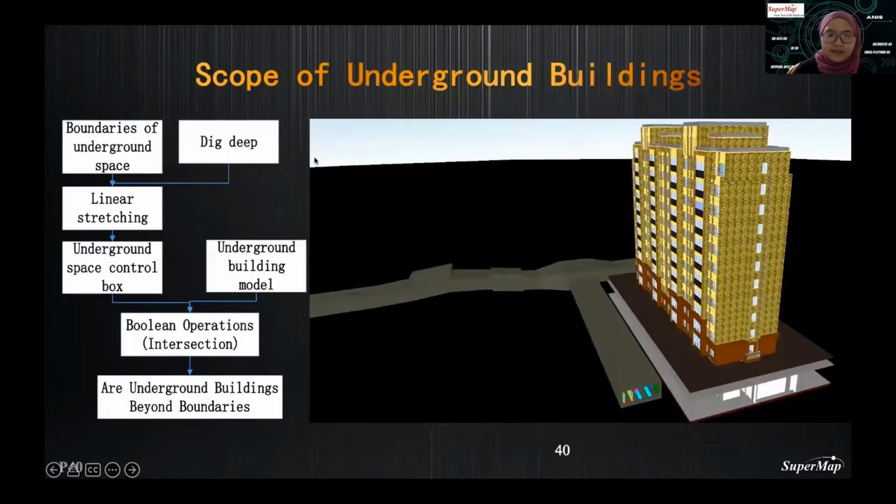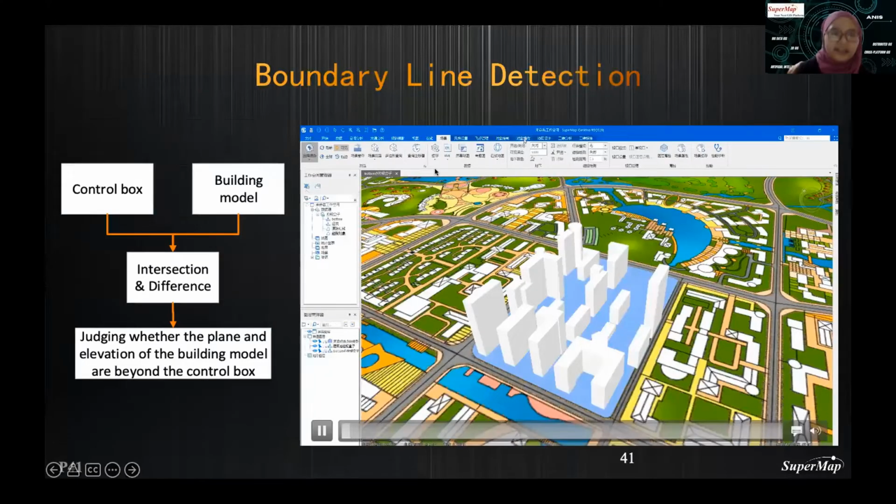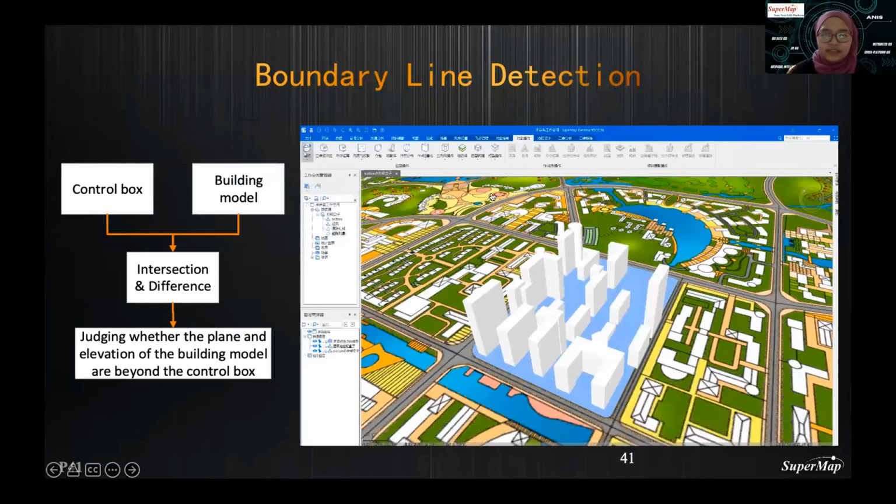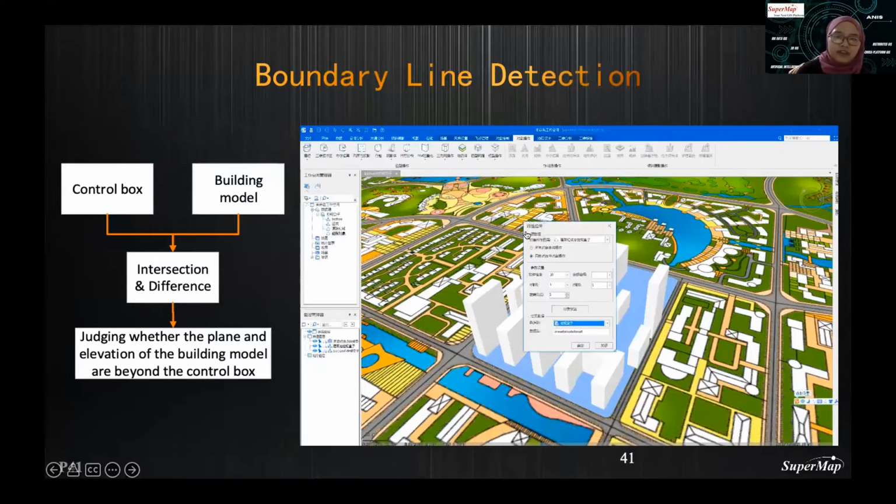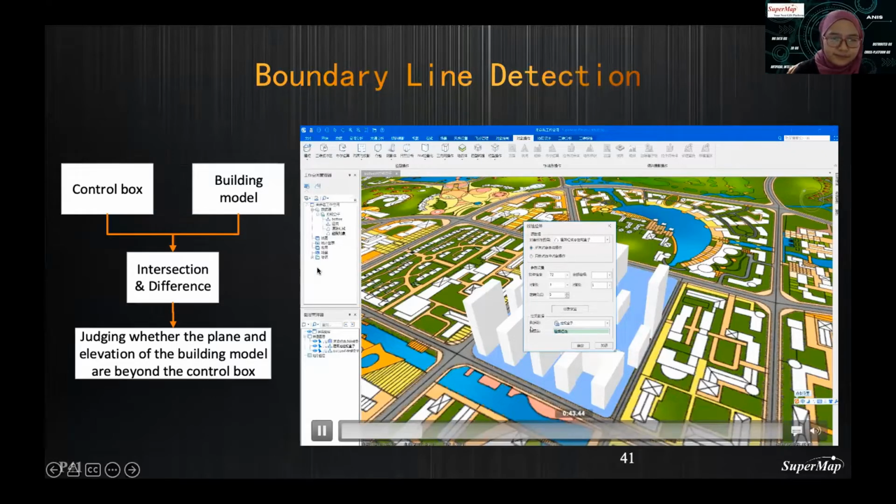Okay, so this is another example to detect if the underground buildings are beyond boundaries or not. And then this one is boundary line detection, for when you already have a specific area for the urban planning. From here, we can help you to make sure that all the buildings are within the boundaries only. You can set up the parameter here.